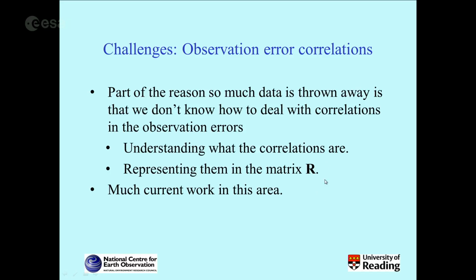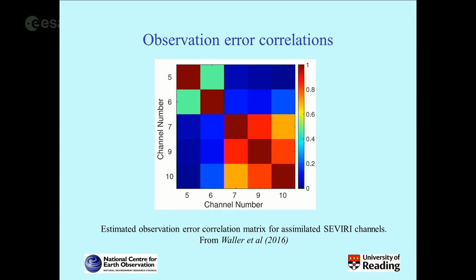remember, this matrix R that we spoke about, which kept appearing in the equations, represents the observation error correlations, which we often assume is diagonal. But if we want to include inter-channel correlations, we need to make this non-diagonal. It needs to be easily invertible, and we need to be able to specify these correlations. So there's a lot of current work in this area. I'll just show a little bit which has been done in Reading.